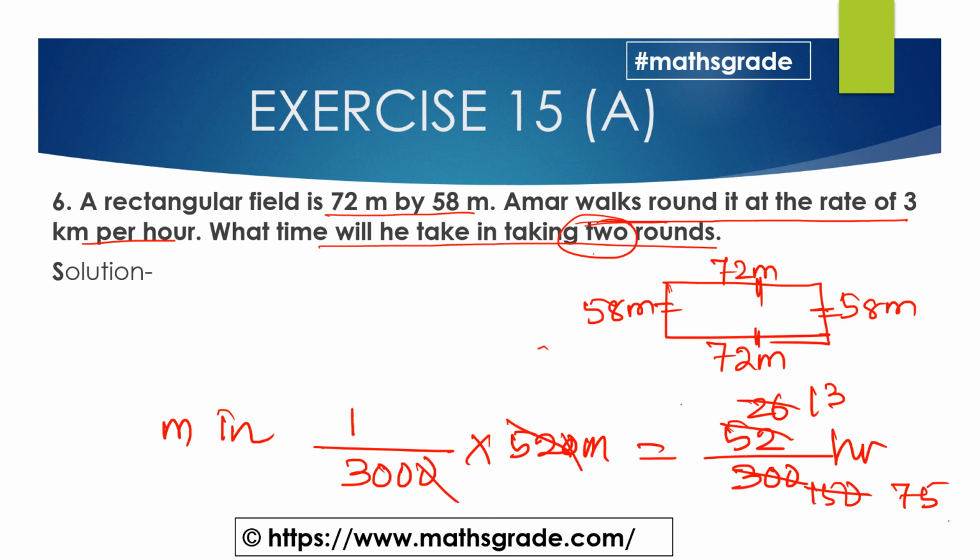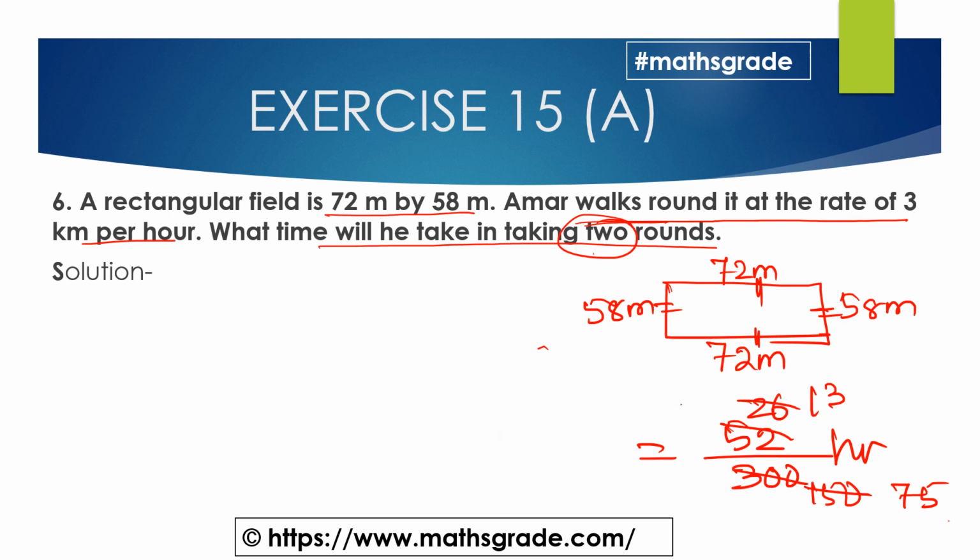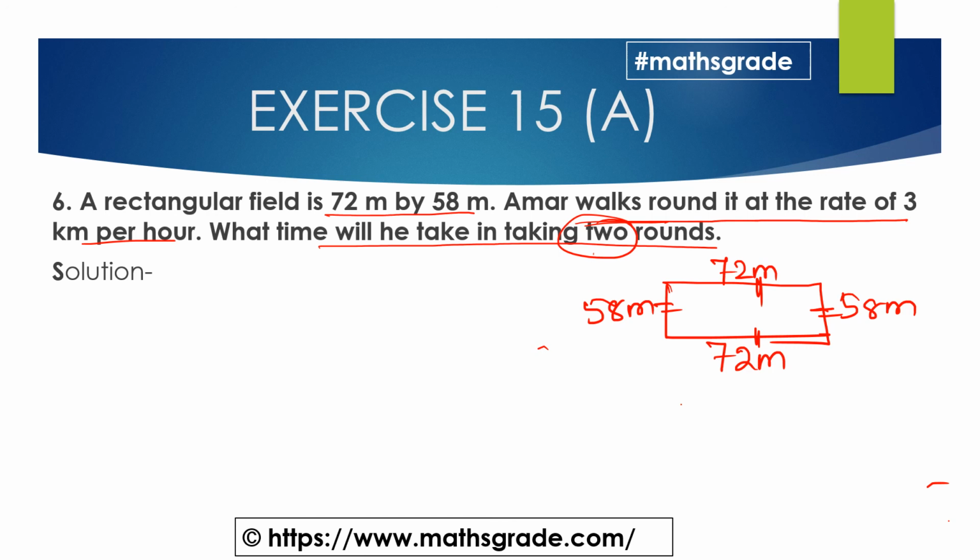He walks 3000 meter in 1 hour. So in 1 meter he will walk 1 divided by 3000. The perimeter for 2 rounds we got is 520 meter, so in 520 meter he will walk 1 divided by 3000 multiplied with 520. Now we have 13 divided by 75 hour. If you convert this hour into minute, we multiply with 60.